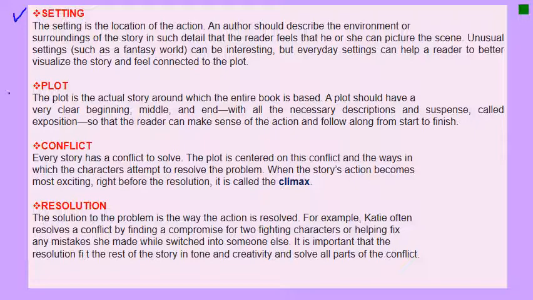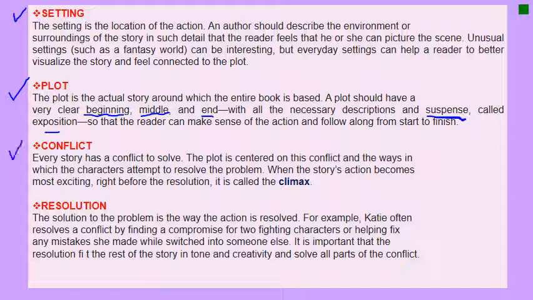The plot. The plot is the actual story around which the entire book or story is based. A plot should have a very clear beginning, a middle, and an end, with all the necessary descriptions and the suspense. Keep the reader on tiptoe, called exposition, so that the reader can make sense of the action and follow along from the start to the finish.